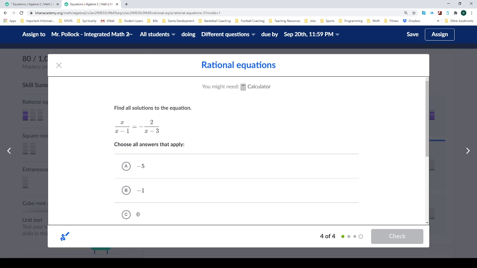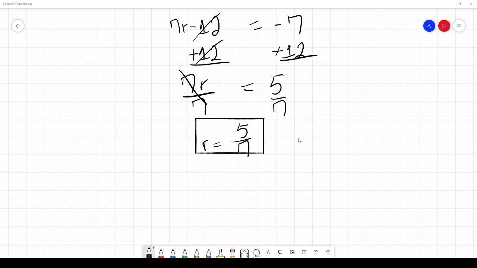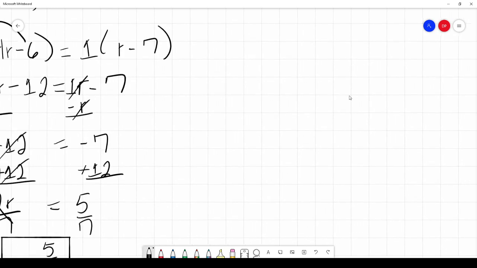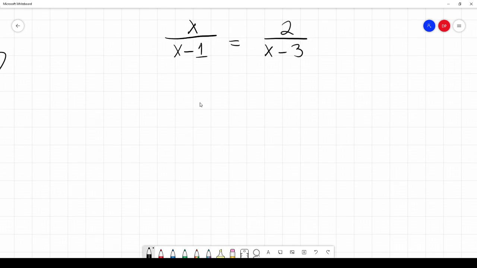Actually, I might have forgot to put the negative in. So let's go back to the whiteboard. This is the problem we're going to work on. I need to make sure I copied it correctly. Okay, let's hide Chrome. Now let's find the problem. Yeah, I think I forgot the negative. X over x minus 1 equals negative 2 over x minus 3. Okay, well, good thing I noticed that. Let's put it in.